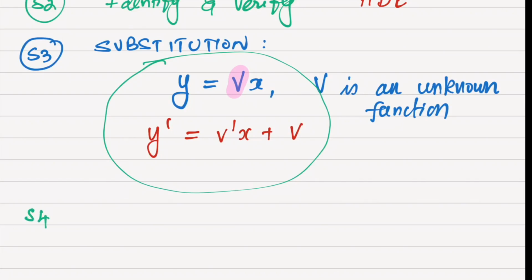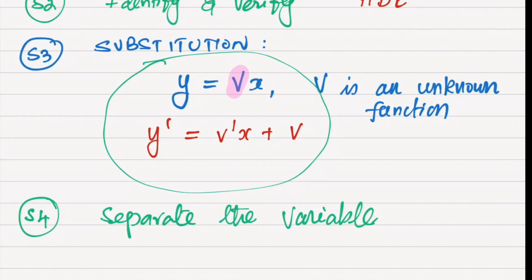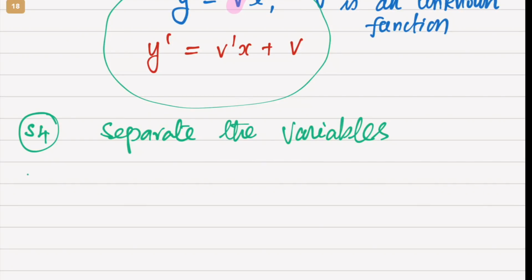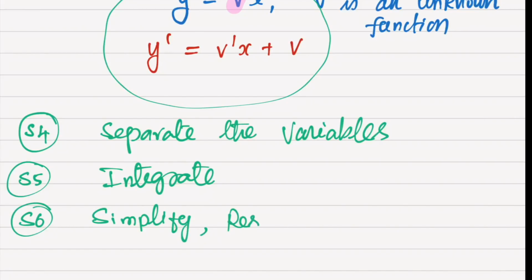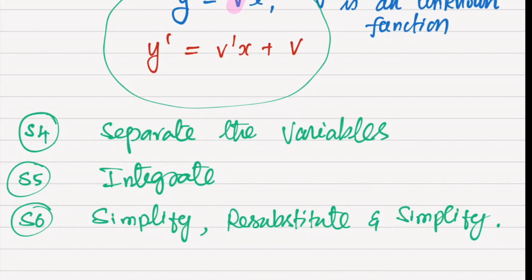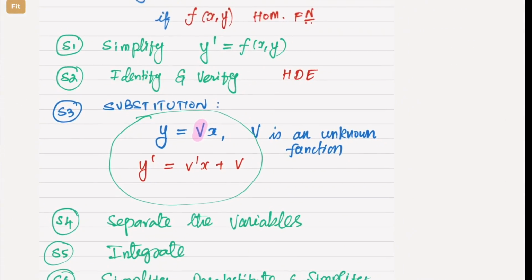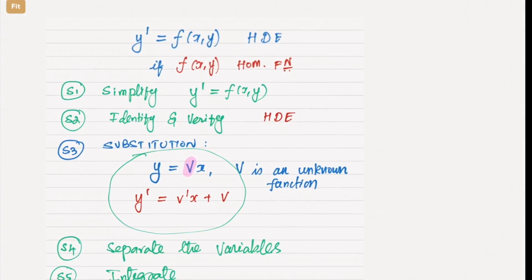The next step, step 4, is to separate the variables, and that is our variable separable method. Step 5 is to integrate, as we did in the variable separable method, and step 6 is to simplify, resubstitute, and if need be simplify further. So that is our 6-step process in solving this homogeneous differential equation.